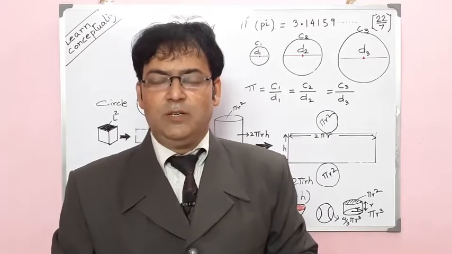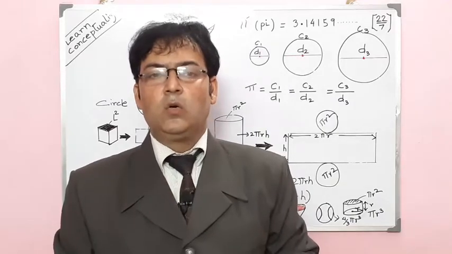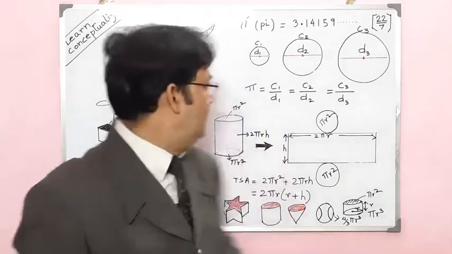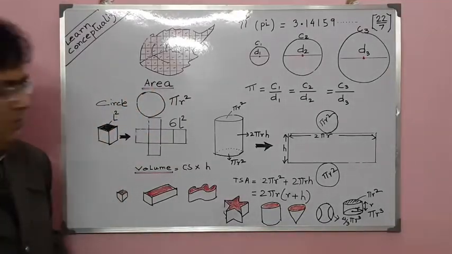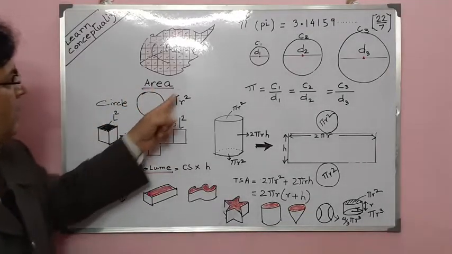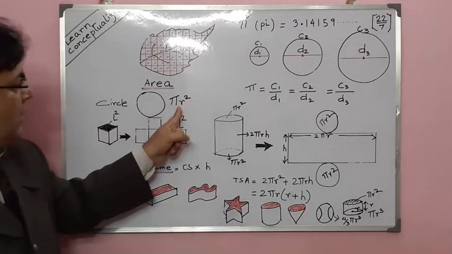It is used in many important calculations connected with sphere, cylinder, cone and circle. Look at this one, area of a circle. What is the area of a circle? Pi, that value, r, the radius, squared, r into r.